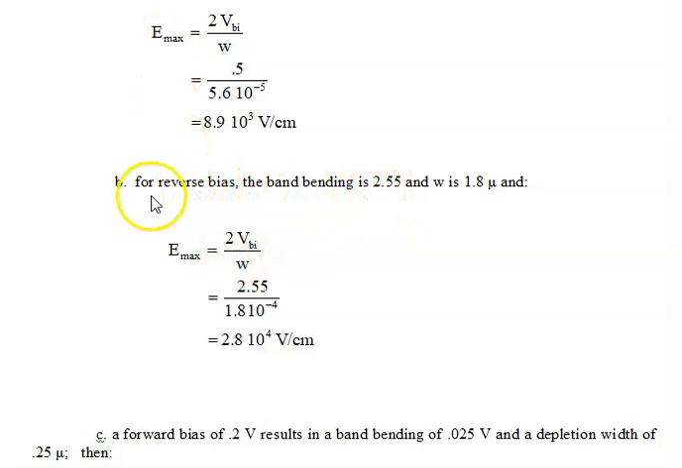So for reverse bias, we found the band bending is 2.55 and the W is 1.8. So we get a grand total of 2.8 times 10 to the 4th volts per centimeter. And that's quite a bit larger. This actually should be twice this, by the way. It should be 2 times 2.55.